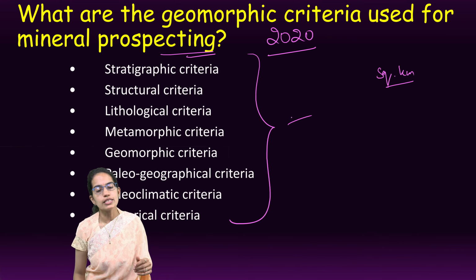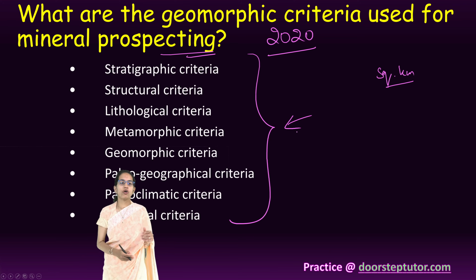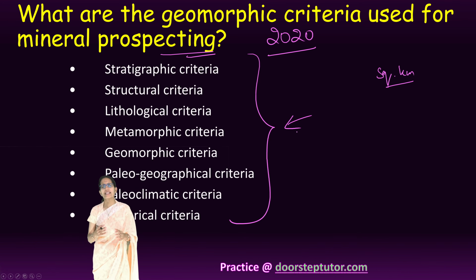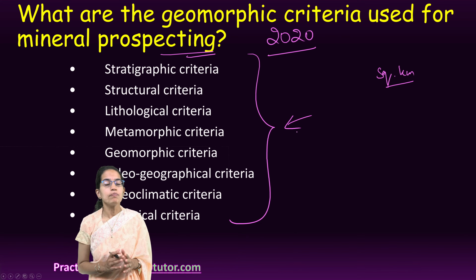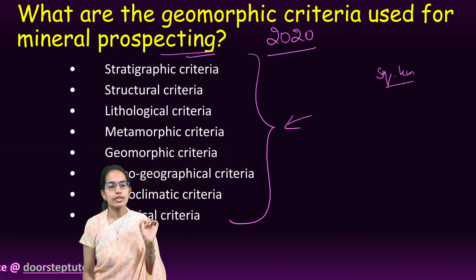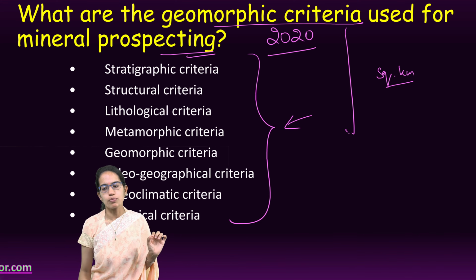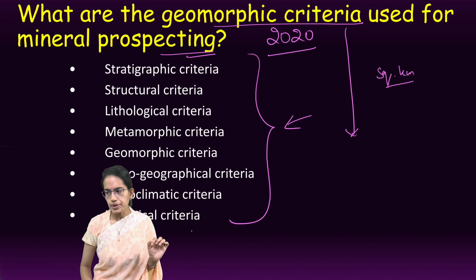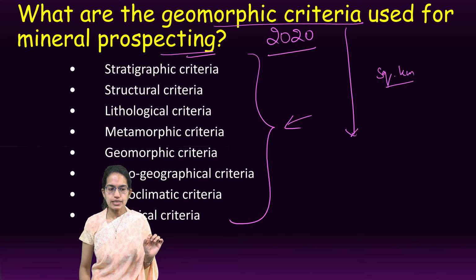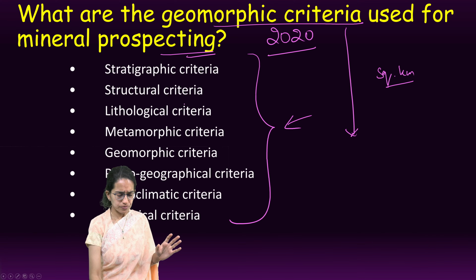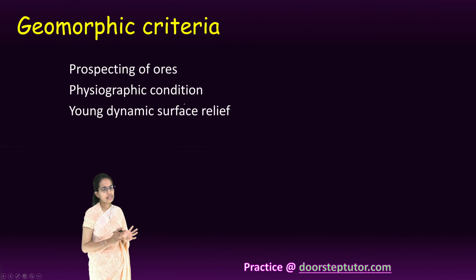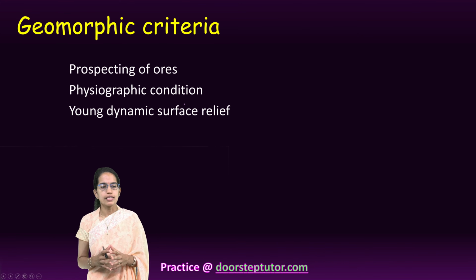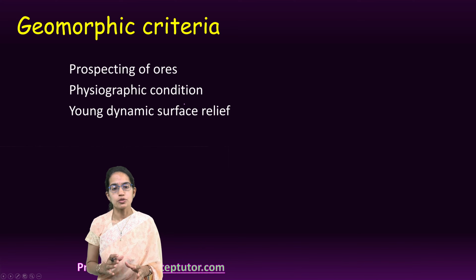So, first of all, it's a good idea to give a list of the various criteria. If you can write at least 1 or 2 lines on each, it would be great. Then you would go on to directly what is asked, which is the geomorphic criteria. So, a summary of the various criteria must be given in a very short form, and then coming on to the geomorphic criteria. Now here you would understand that we are trying to prospect the ore.